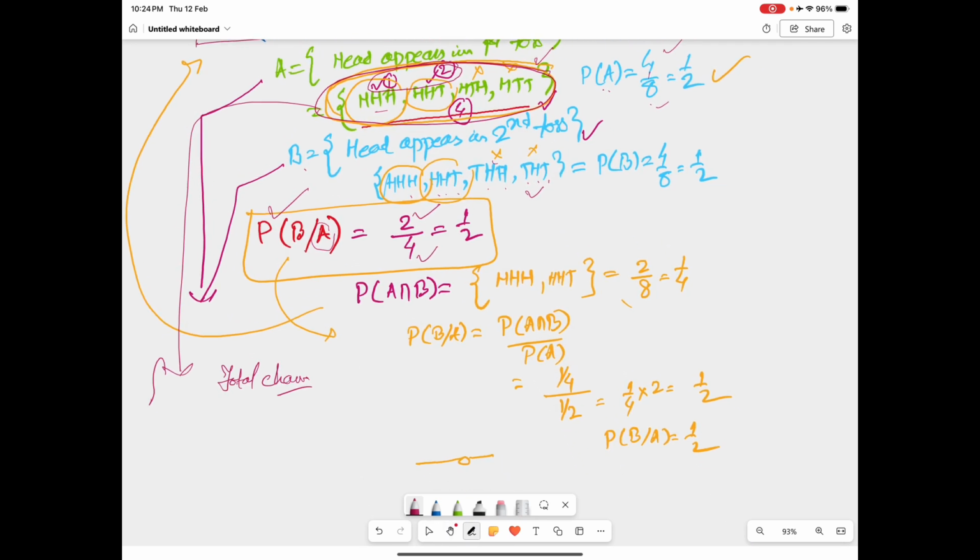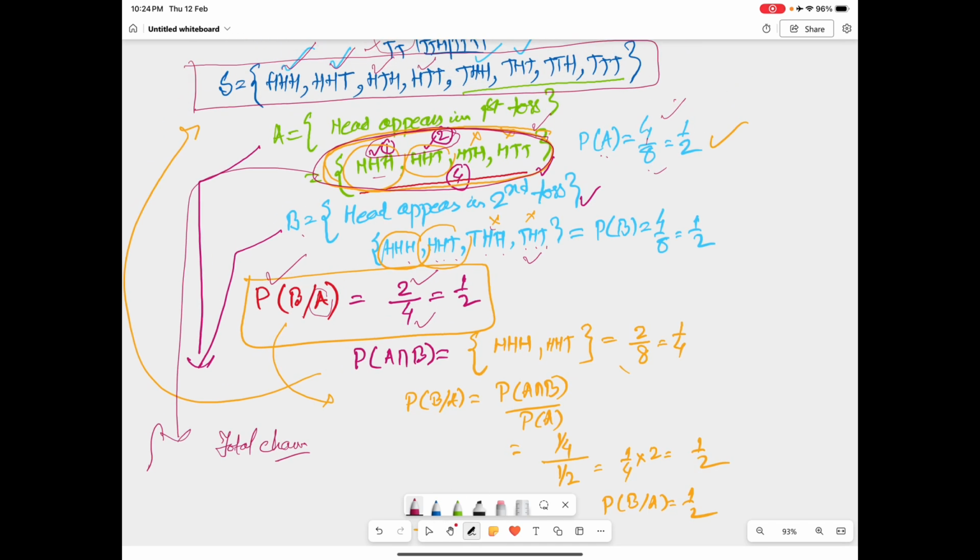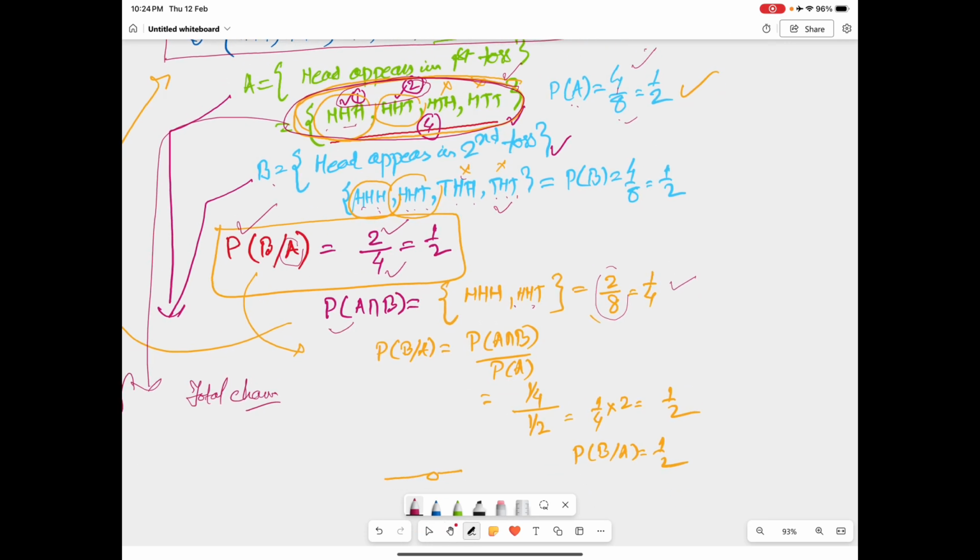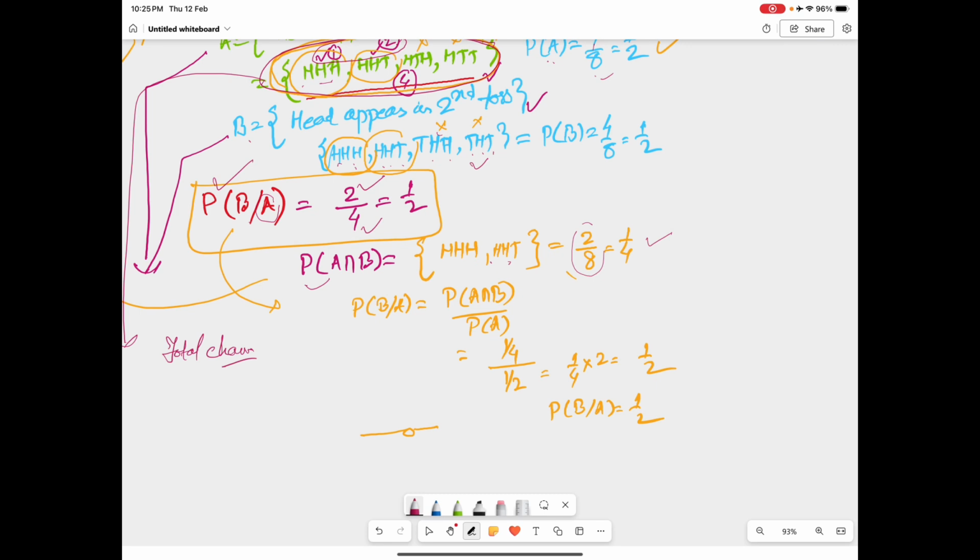Okay. Now, I try to explain it with the help of the formula. If P of A intersection B, you will see HHH here, HHT here. So P of A intersection B is nothing but 2 by 8, which is 1 by 4. This probability is with respect to the total sample space. So the probability of B by A is nothing but P of A intersection B divided by P of A, which is 1 by 4 divided by 1 by 2. So 1 by 4 into 2 is 1 by 2, which is what I have directly seen.